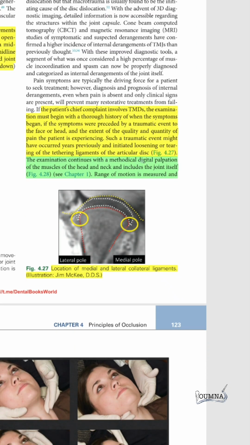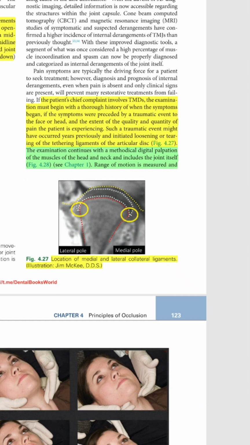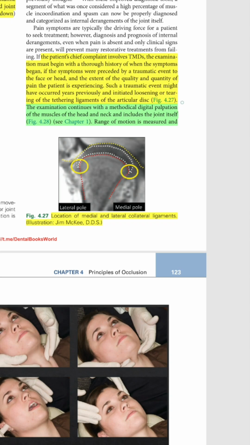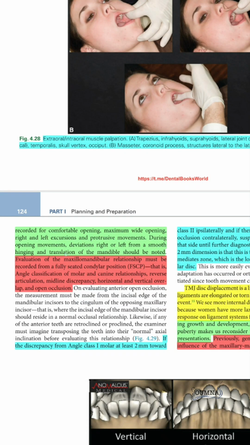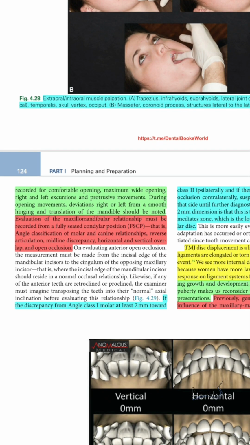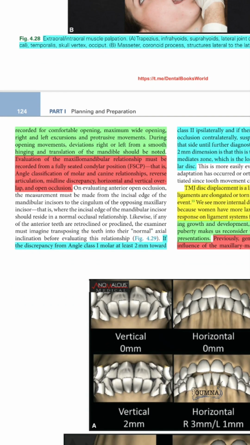Also, we must have a digital palpation of the muscles of the head and neck to include the joint itself. We must record if there is a comfortable opening, the maximum wide opening, the right and left excursion and protrusive movements, deviation from the right and left, and hinging and translation of the mandible should be noted.